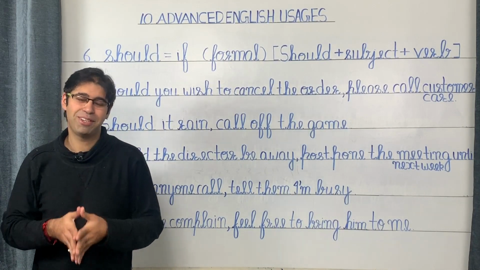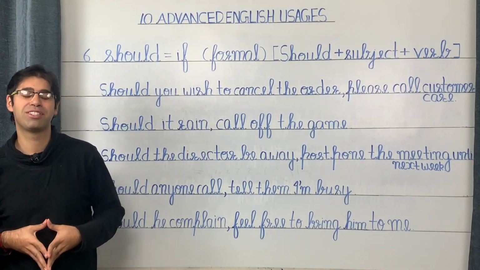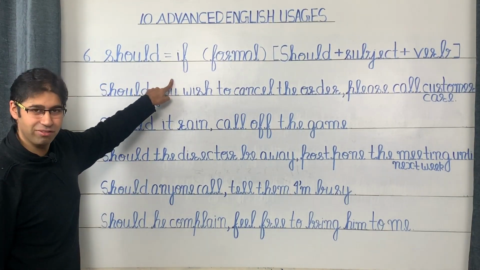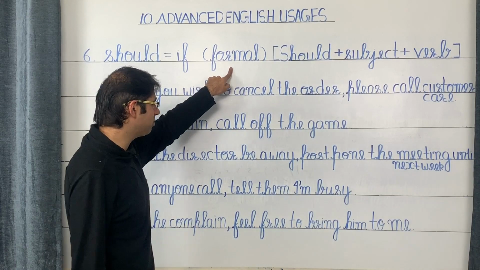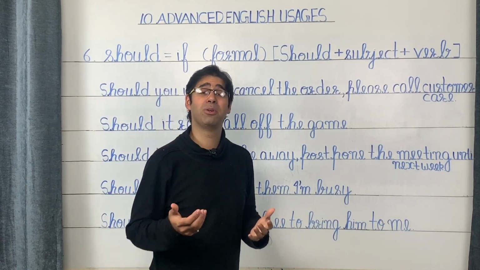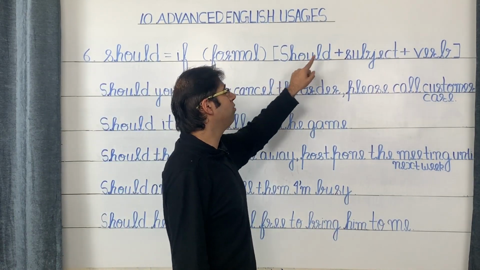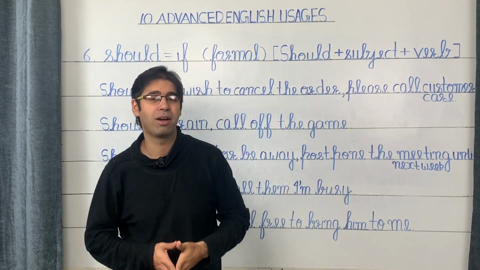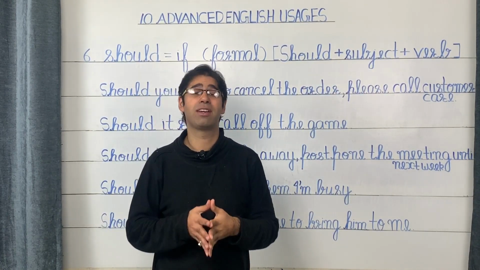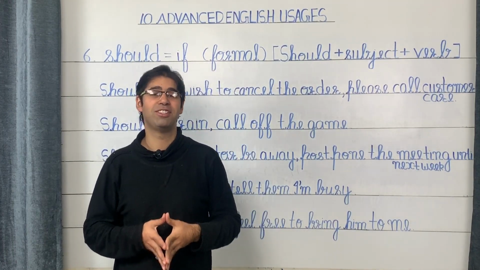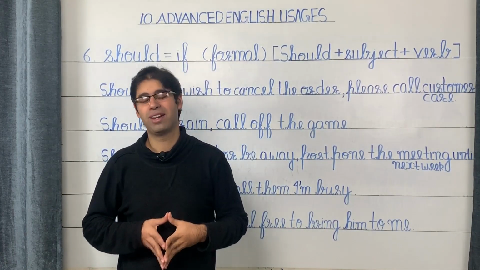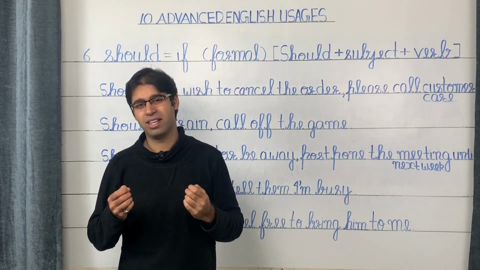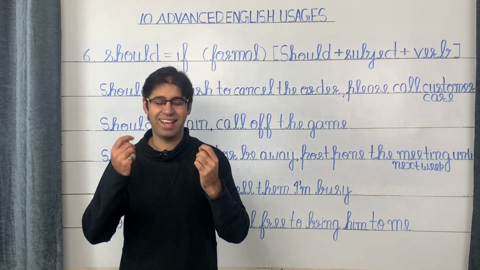So like the previous video, we start out easy. We have usage number 6 wherein we make use of should in place of if. Now, of course, this is a formal usage and the format of the use is thus. You've got should followed by the subject followed by the verb. So whenever you're talking about an imaginary situation wherein you can make use of the conditional if, you can surely go ahead and replace that if with should to impart your sentence a more formal and elegant appeal.